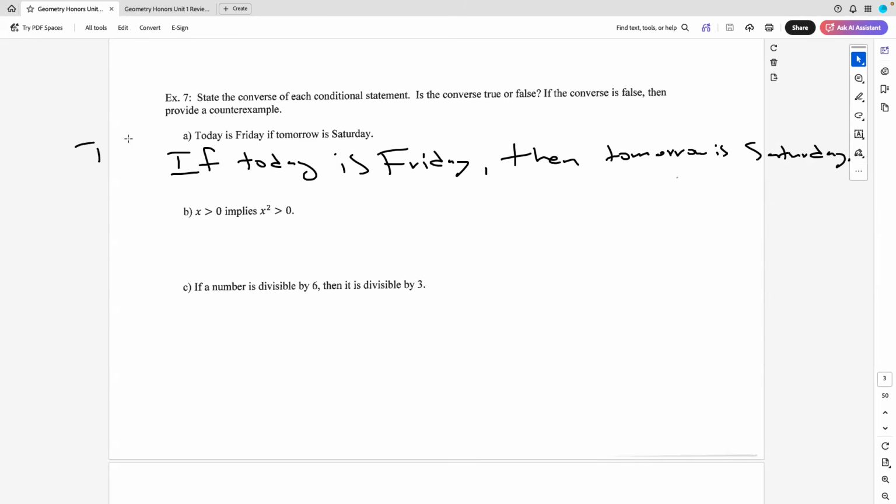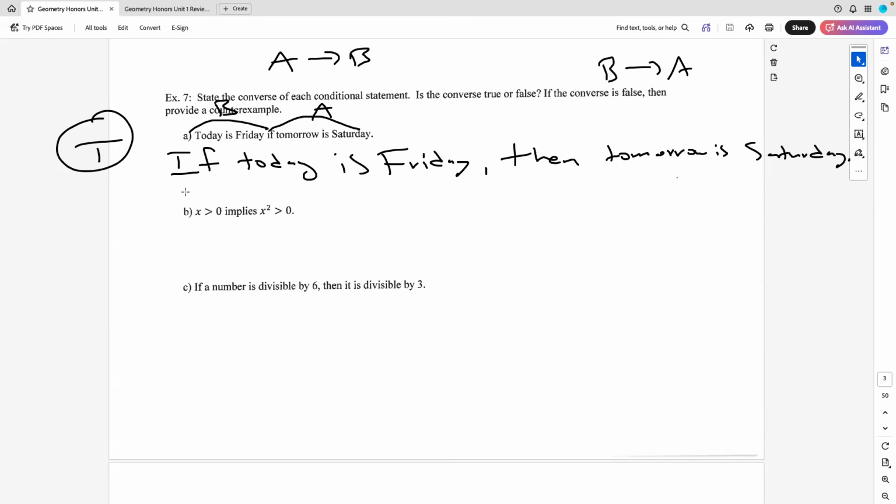No, because the conditional here was if tomorrow is Saturday, and that was the conclusion. So I reversed the statements. Think of it like this. Let's call this statement A and I'll call this statement B. So A leads to B. That's what the original does, right? If tomorrow is Saturday, then today is Friday. So what we're now doing is, does B lead to A? If today is Friday, does it lead to tomorrow being Saturday? Of course it does. So that's true.